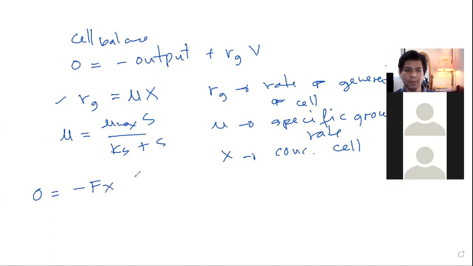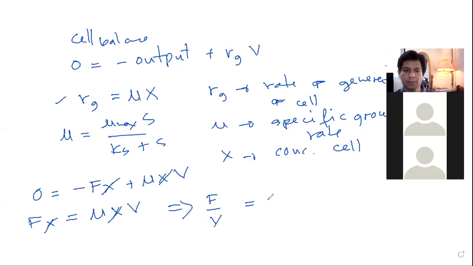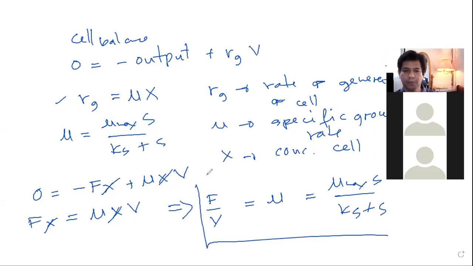Papalitan nyo lang yun. Tapos yung output, remember ang output natin is 0 is equals to negative flow rate times X, di ba? Tapos ito, RG, you have mu times X. So basically that's mu times X times V. So halimbawa, ililipat natin sa kabilang side yung FX. Magiging positive na yan. Tapos you can cancel out X. Dito pwede nyo na rin i-cancel out kung na-imagine nyo. So, if we're going to transfer this volume on the other side, this will give you F divided by V is equals to mu. Mu is mu max times S divided by K sub S plus S. Okay? So, ito yung ating working equation to solve the problem.